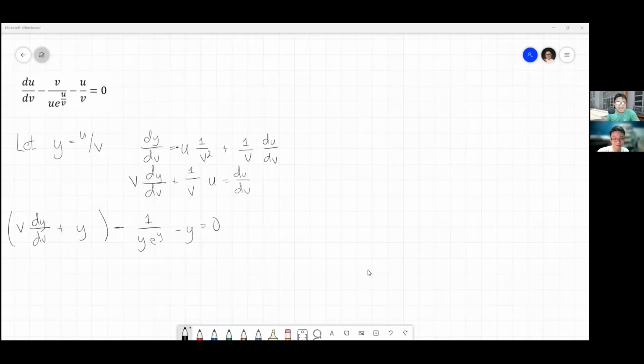Ayan. So, papansin kayo, meron tayo dito plus y. Tapos meron tayo dito minus y. So that would actually cancel out. And matitira tayo ng v dy over dv equals, lipat natin to sa kabilang side, 1 over y e to the y. And that is separable na.